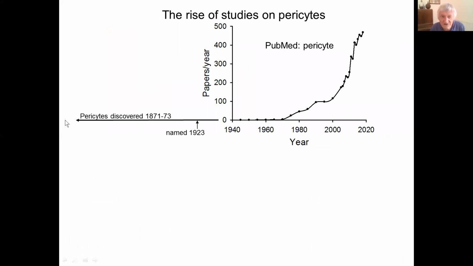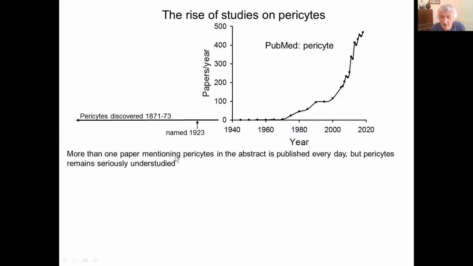So I just want to spend a minute on the rise of studies on pericytes. As I said, they were discovered nearly 150 years ago on the left side of this graph. And they were named 50 years later, but pretty much nothing was published on them for about 100 years. But now there's an exponential increase in the rise of publications on pericytes. In fact, one paper on pericytes is published every day, but they remain seriously understudied.